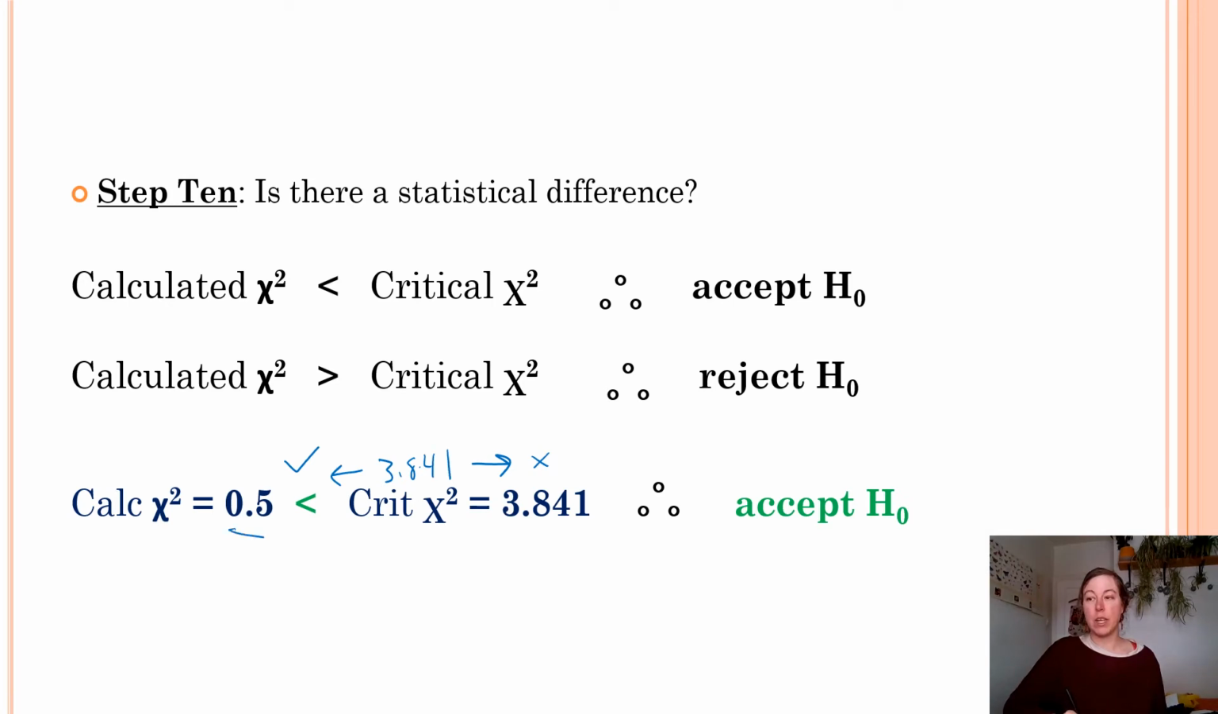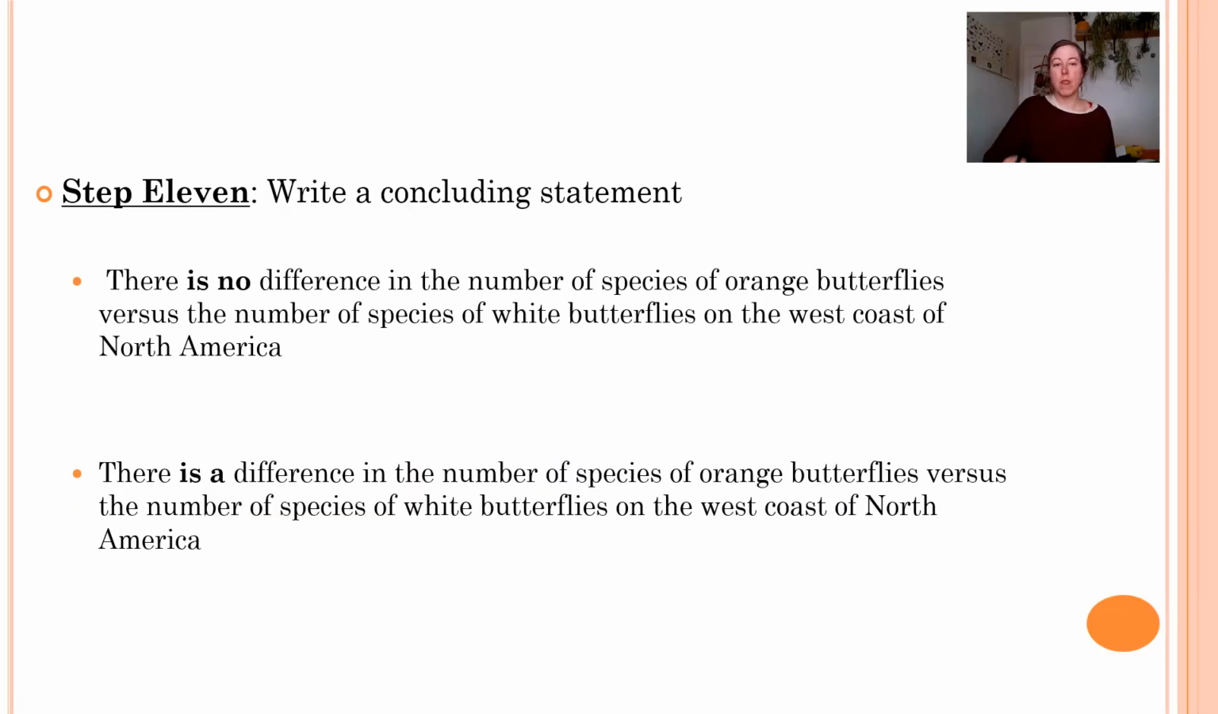Our calculated chi-squared is 0.5. That is less than 3.841. So we're going to accept our HO. There is no difference. What is there no difference between, though? That's where a concluding statement comes in. There is no difference in the number of species of orange butterflies versus the number of species of white butterflies on the west coast of North America.